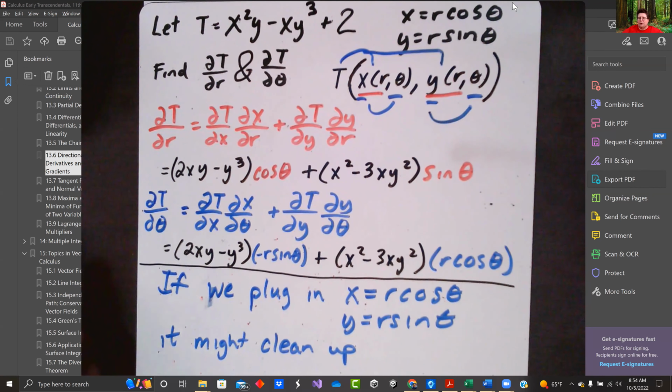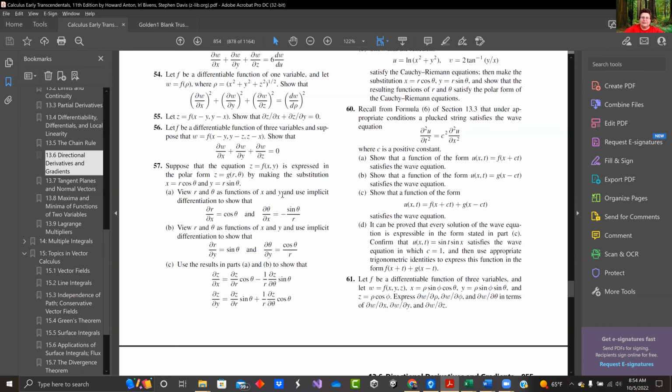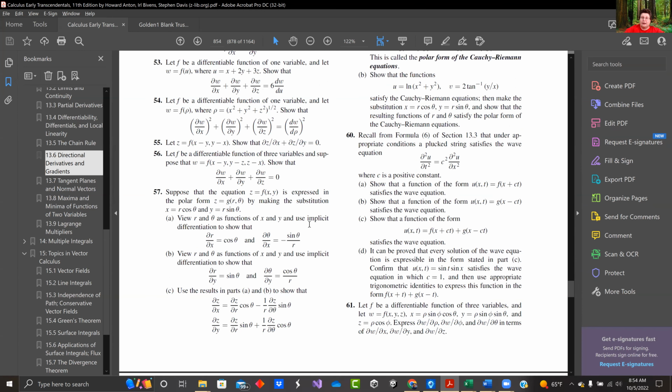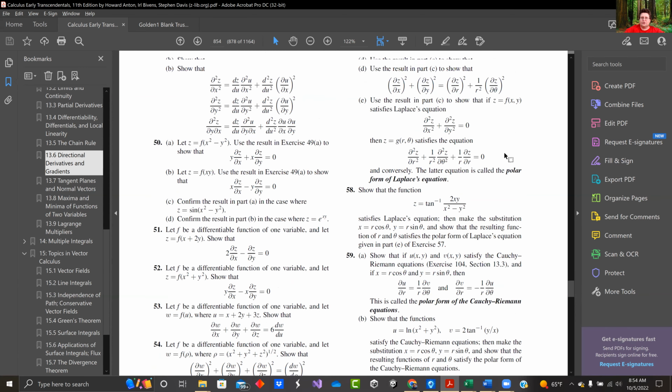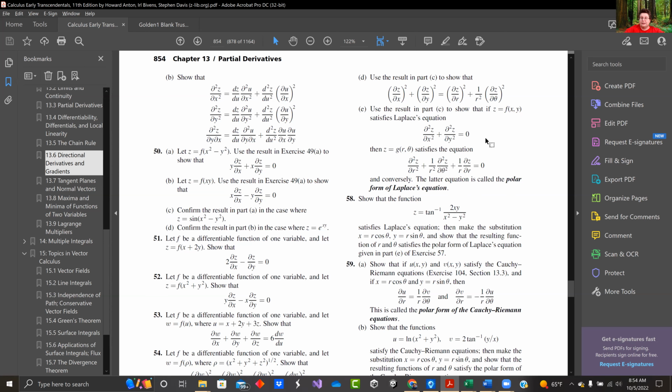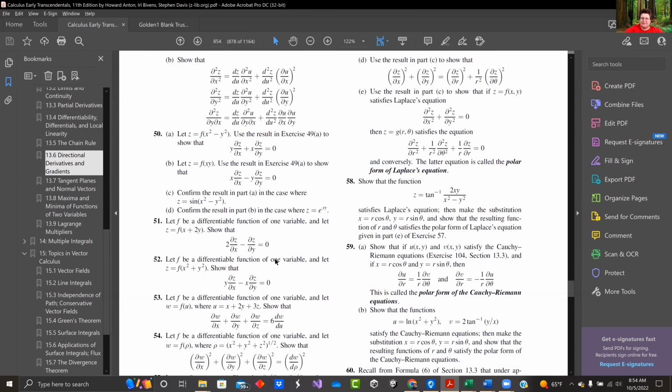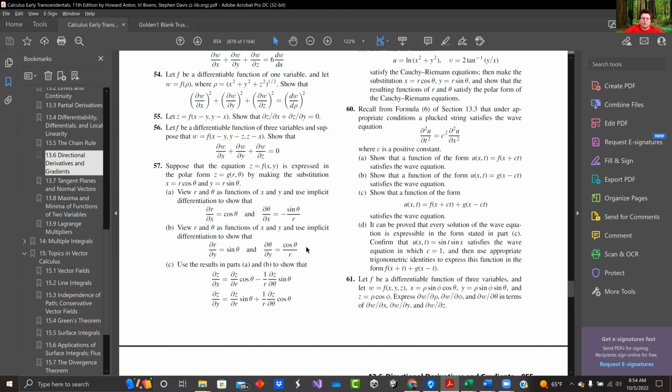Now, if you really want to challenge yourself on the homework, I'm going to tab over and show you real quick. Look at 57 in this section. 57 has you switching to cosine theta and sine theta, and if you walk through it, it shows you the polar form of Laplace's equation. We'll be hitting this at some point, but it'll give you lots of practice working with something like this. 57 is a good question to toy around with.